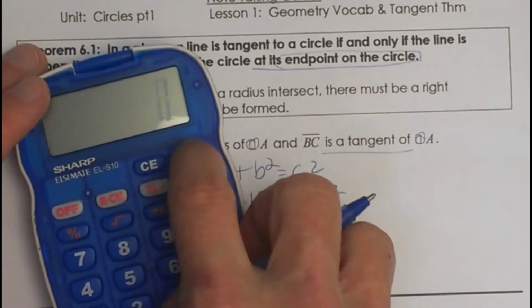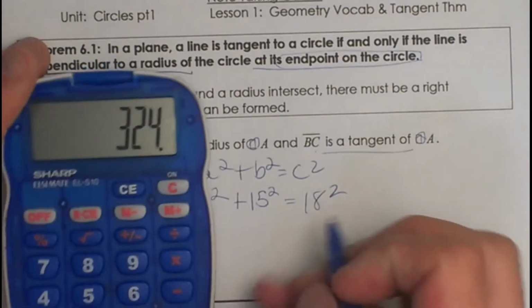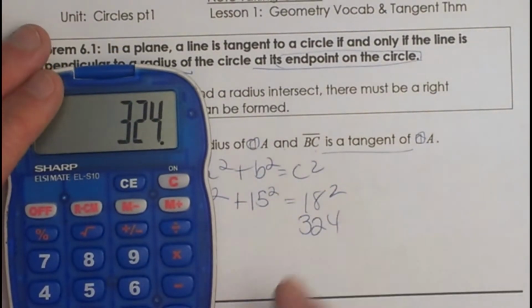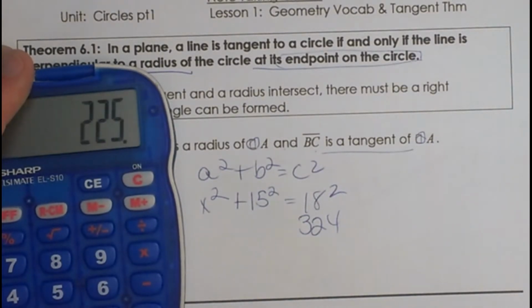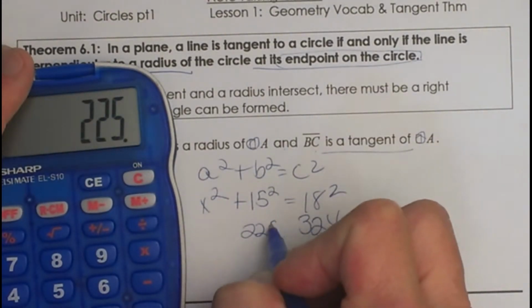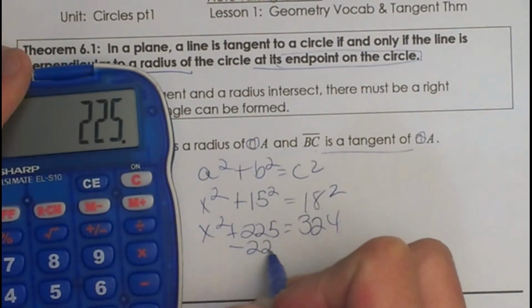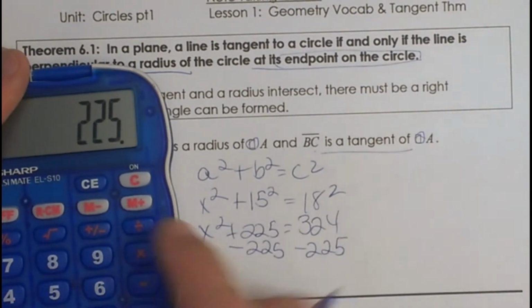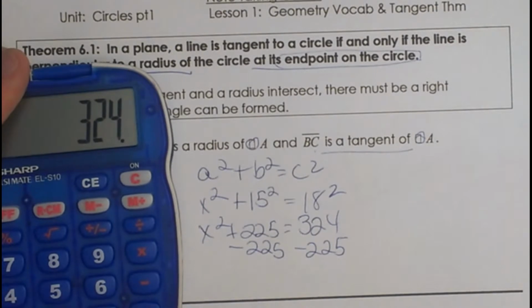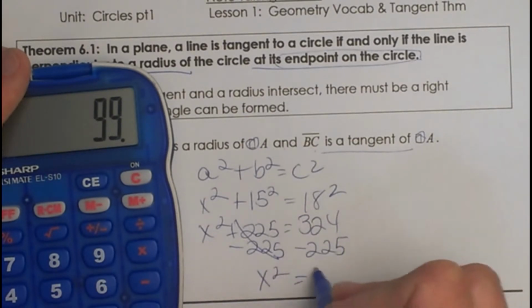Okay, 18 squared is 18 times 18, and that's 324. And then 15 times 15 is 225. And I'm bringing down my x squared. And then I'm going to subtract 225 from both sides. So let's take 324 minus 225, and that leaves me with 99. So over here I have x squared equals 99.